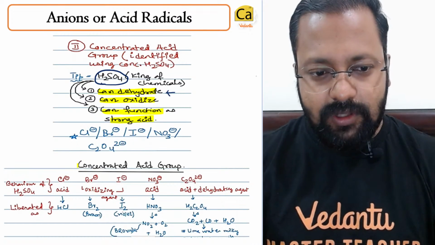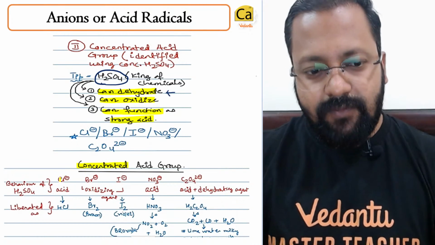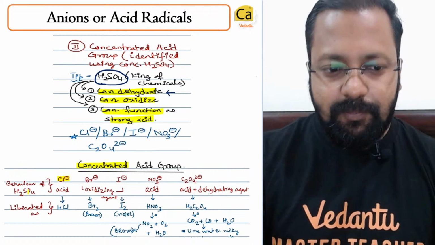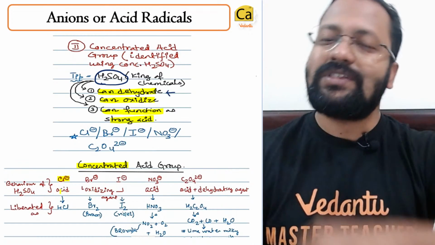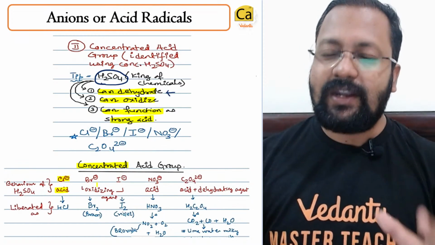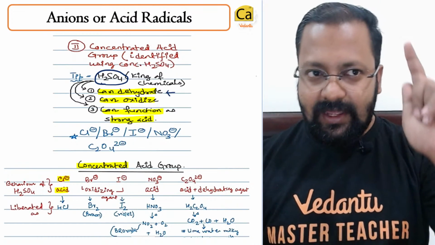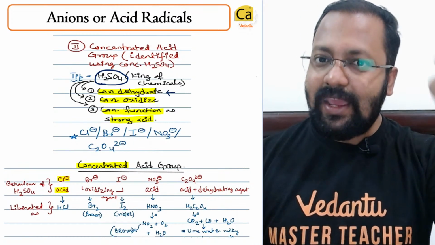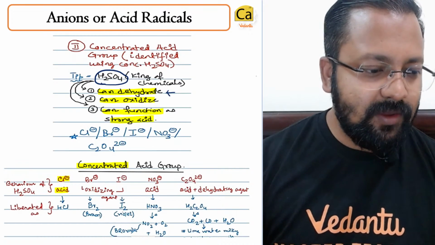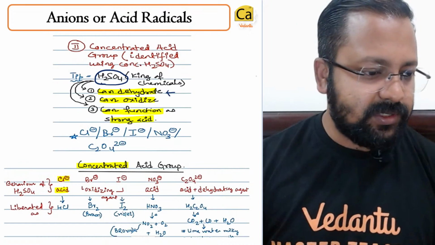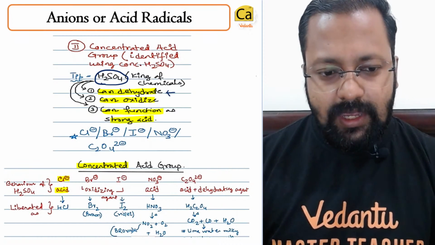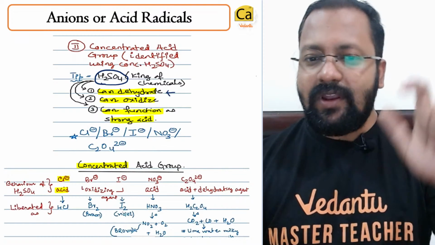So if I take the concentrated acid group, for Cl minus anion, the behavior of H2SO4 with Cl minus anion is like that of an acid. So if the behavior is that of an acid, that means Cl minus is taking up a H plus. Okay, Cl minus will be taking up a H plus. So the behavior is different.